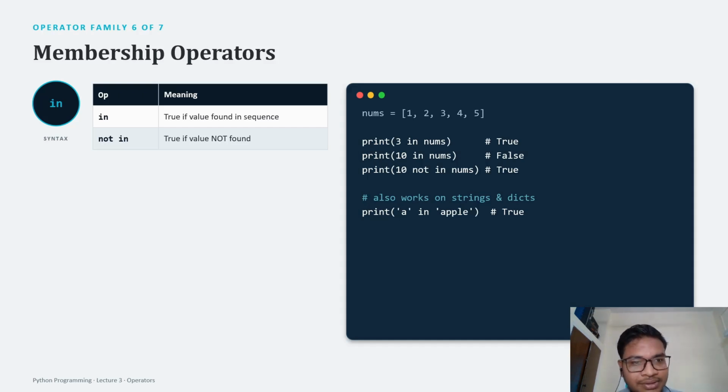So in means true if a value is found in a sequence. In any sequence, like if you deal with a string, dictionary, or list, you use the membership operator there, and you will find how the membership operator works. Okay, let's start with the membership operator. There is in and not in inside the membership operator. What do you mean by in? In is true if the value is found in the sequence, not in is true if the value is not found.